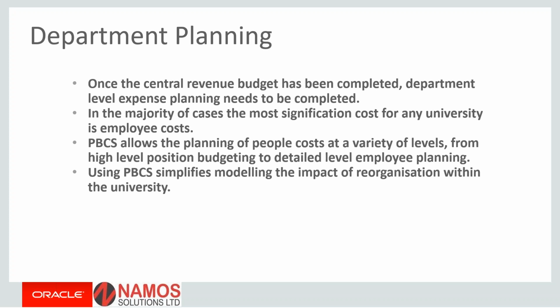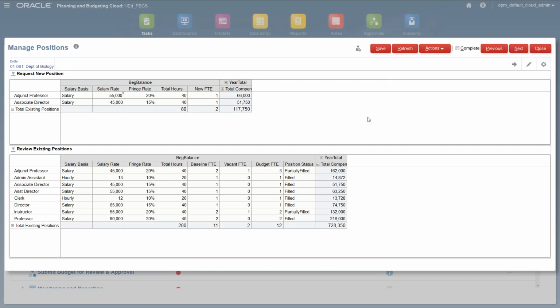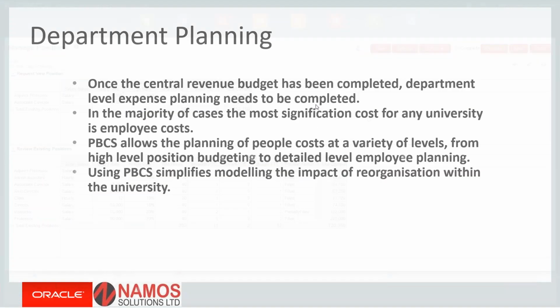Some universities will start with a system to develop the student numbers and revenue. Some universities prefer to start on the costs. Due to the time of year we're doing this, it's more the time of year they've been looking at their costs, and they wanted to start on those, especially with employment costs. So in the majority of cases, for any university, the highest cost is employee costs. For most universities, this is 70 to 80% of their costs.